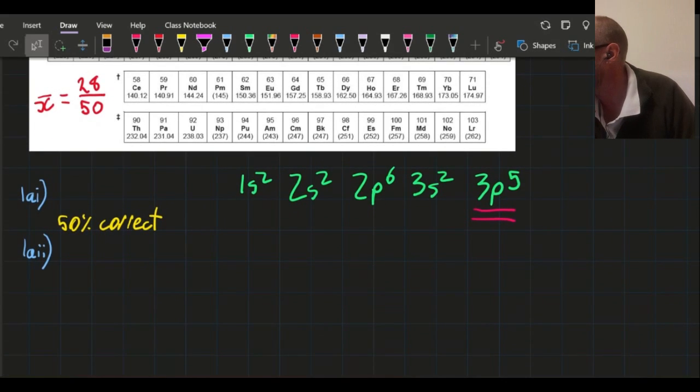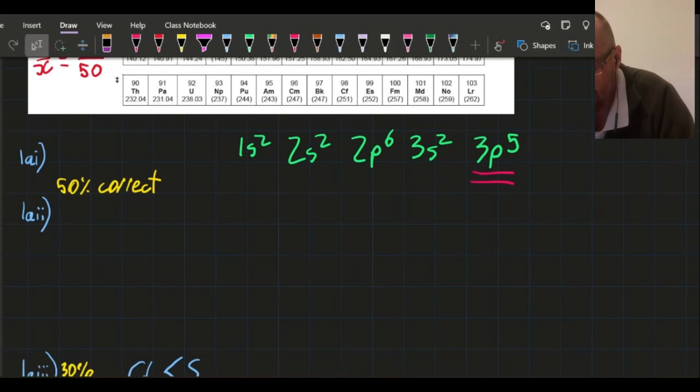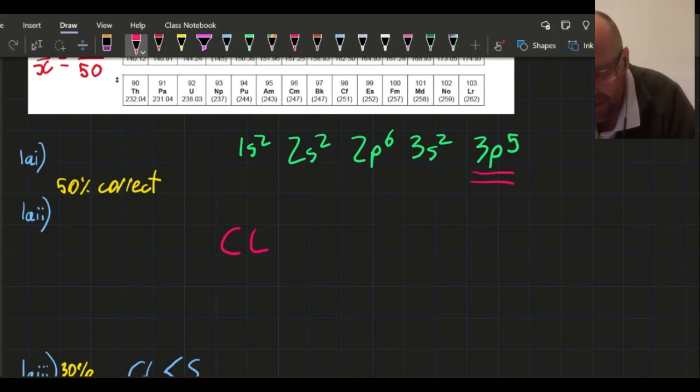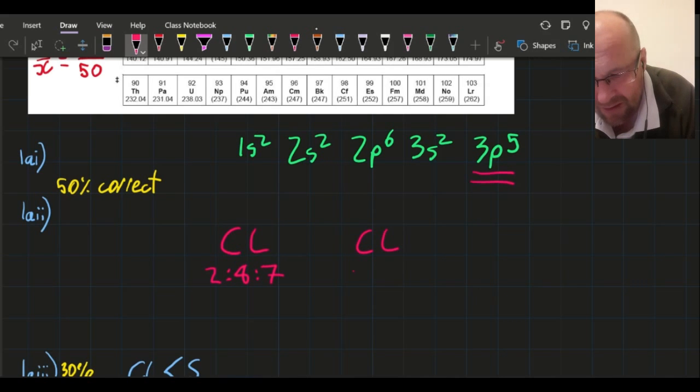Half the people got this right. Chlorine or chloride has the larger radius. If only half the people got it right, doesn't speak much, does it? So chlorine versus chloride. Well, I know that chlorine is, well, you know what? I'm going to say 2, 8, 7. Still accepted here, but you wouldn't want to give it as your full answer. And 2, 8, 8, well, that's chloride.